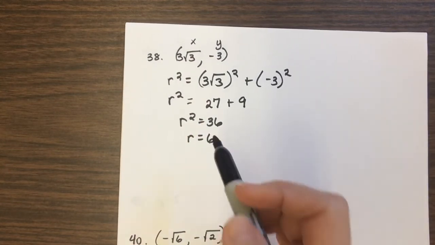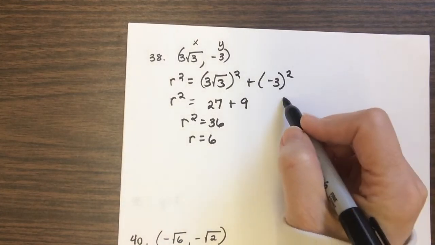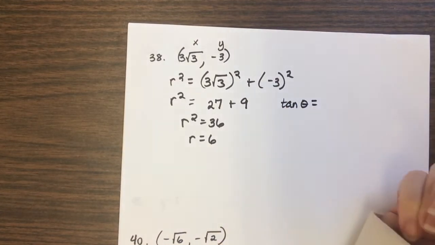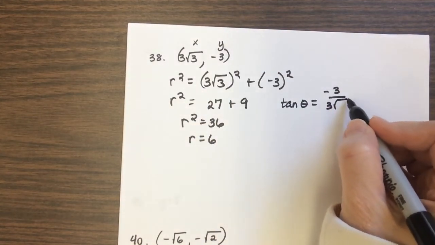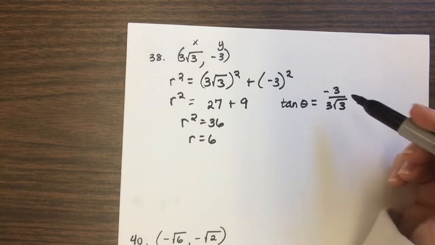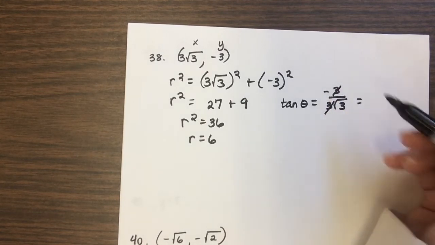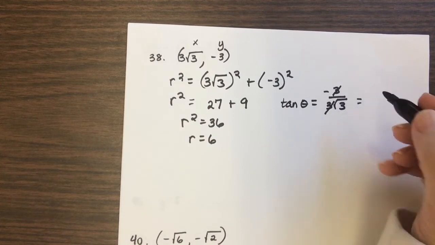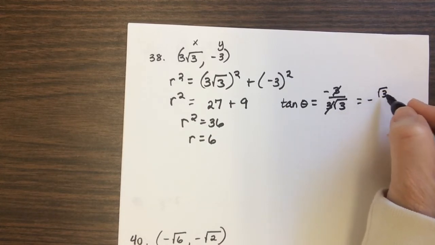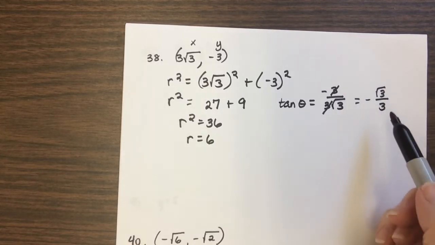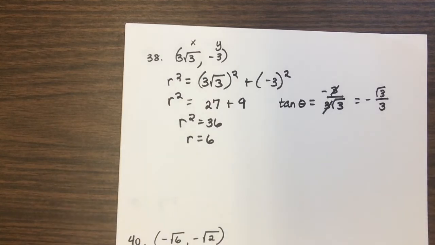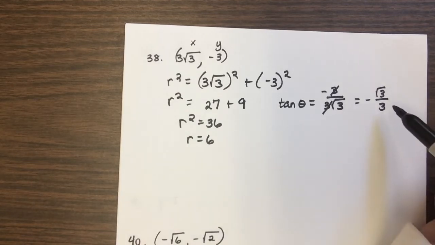So I've got my r, now I just need my theta, and I know that the tangent of theta is going to equal y over x. And let's clean this up to something that's familiar. If I multiply and get rid of this radical in the denominator, this is actually going to be negative square root 3 over 3. And we do know the tangent of what angle is square root of 3 over 3? Well, that's 30 degrees, or pi over 6.